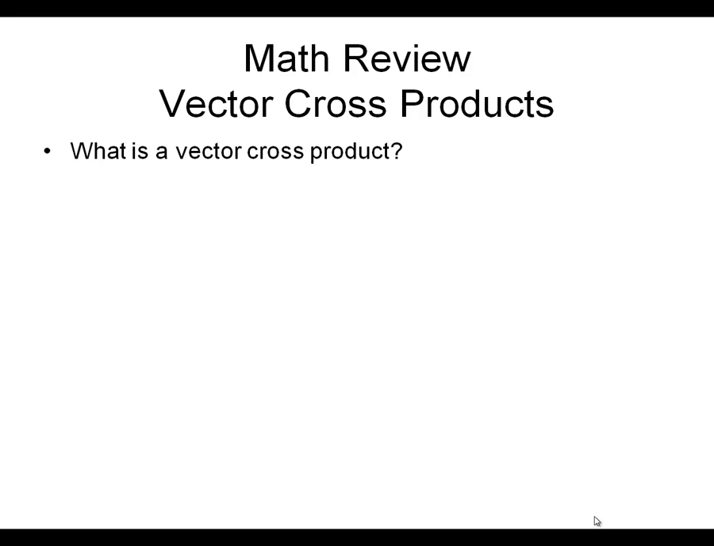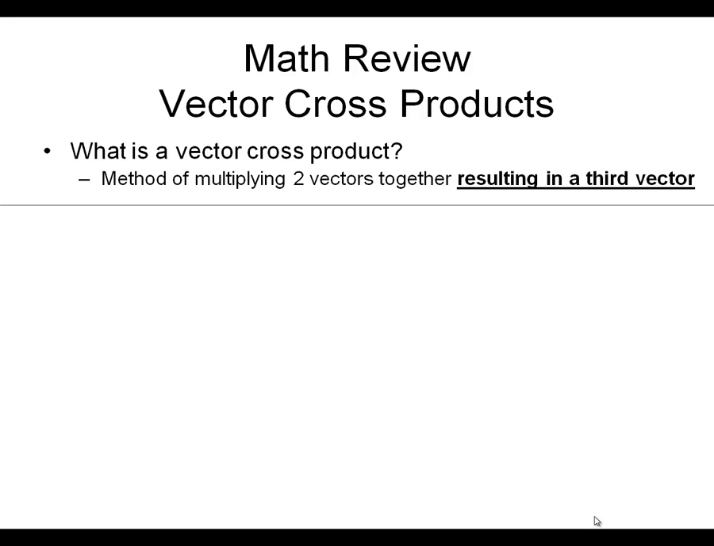First of all, what is a vector cross product? It's a way of multiplying two vectors together that will result in a third vector. Now that's different than a vector dot product. A vector dot product multiplies two vectors together and results in a scalar quantity. A cross product, however, is multiplying two vectors together resulting in a third vector.